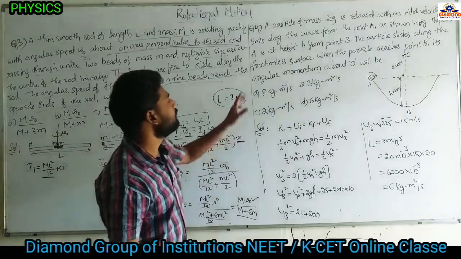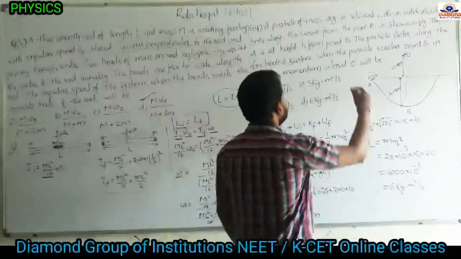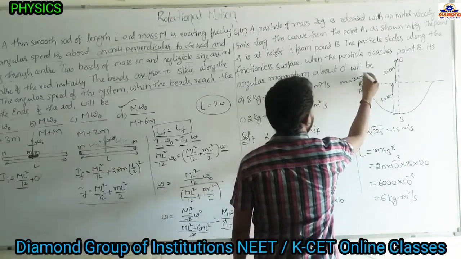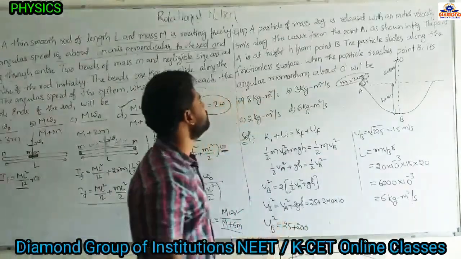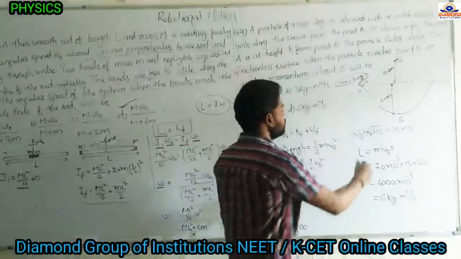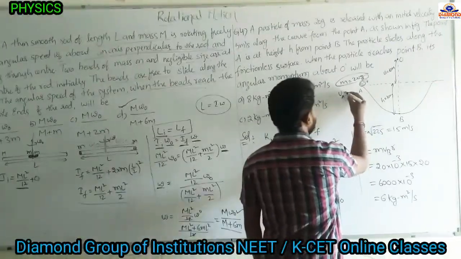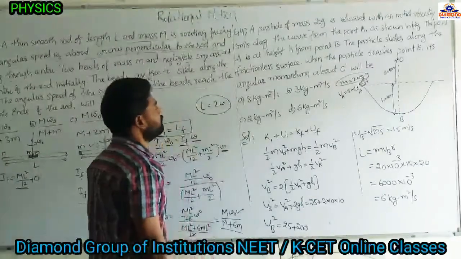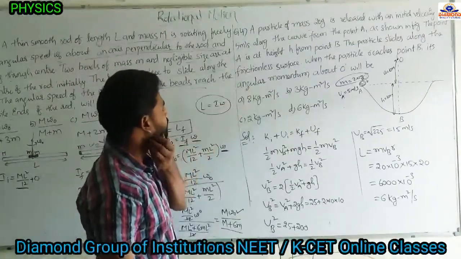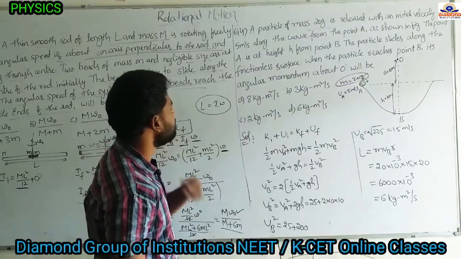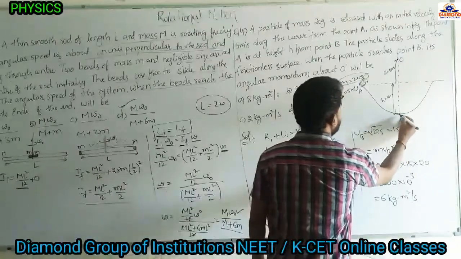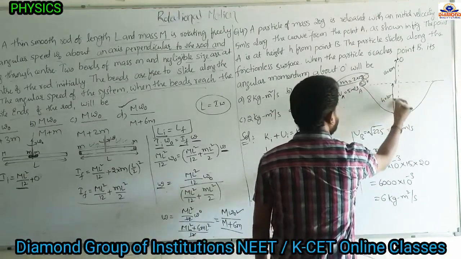And next question, see, a particle of mass 20 gram. This is the particle mass, 20 grams, released with an initial velocity of 5 meter per second along the curve from point A as shown in the figure. Initially, whenever it is at the A location, it is released at 5 meter per second. The point A is at the highest height h from the point B. So this A is at the height 10 meter.